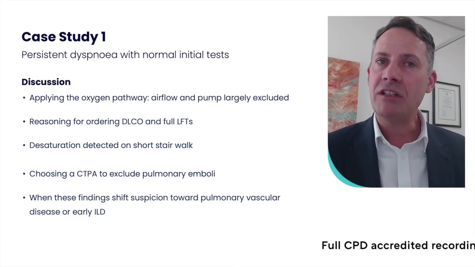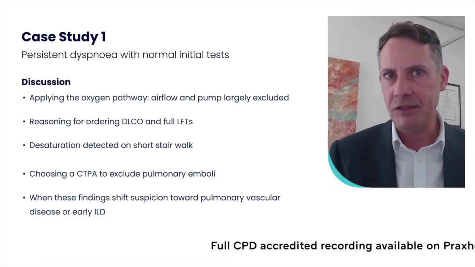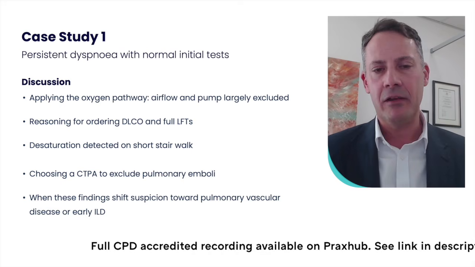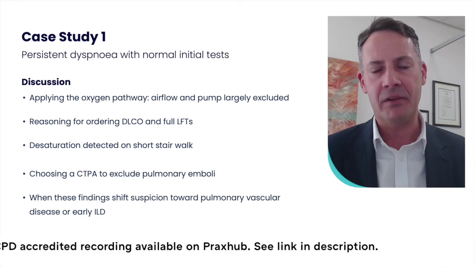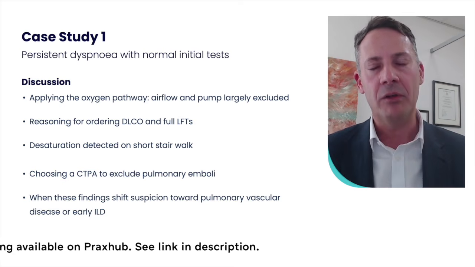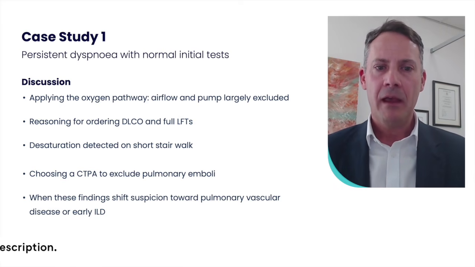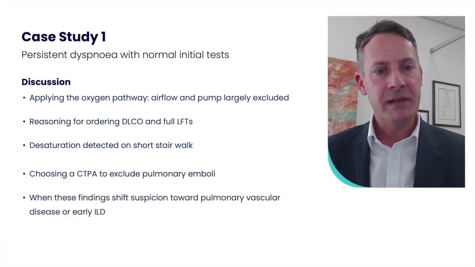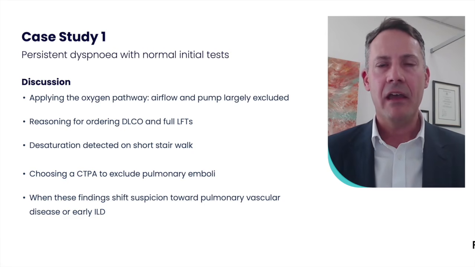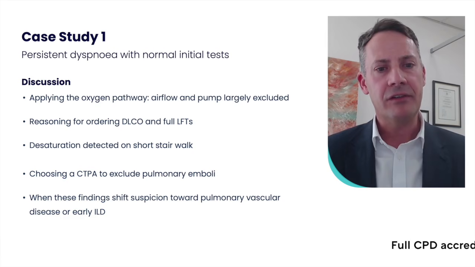The next thing which I would do is doing gas exchange capacity, so looking for the diffusing capacity of carbon monoxide, and getting a full set of lung volumes just to check that we're not missing something else in the lungs. And on this particular test, the DLCO was mildly reduced.